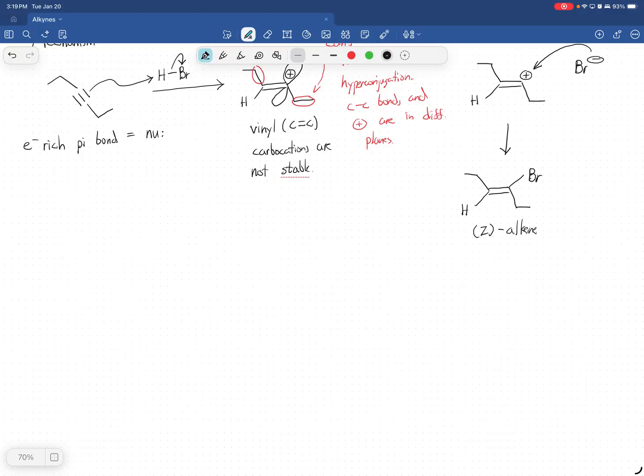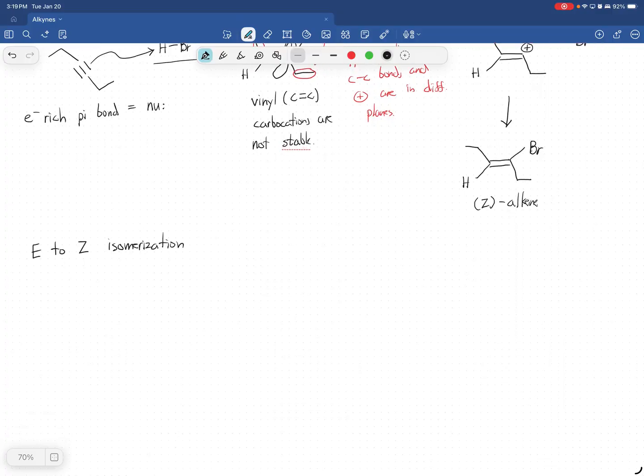Now let's talk about E to Z isomerization. So let's go to E to Z isomerization. All right. So let's take, or it could be vice versa. But let's take the Z isomer and let's convert it to the E isomer. So Br there. Okay.